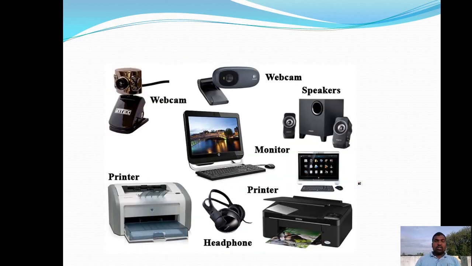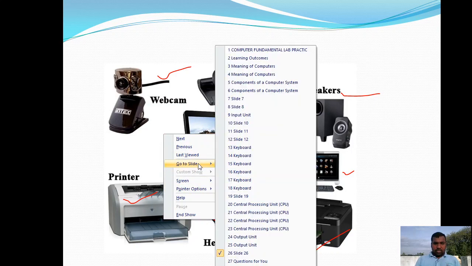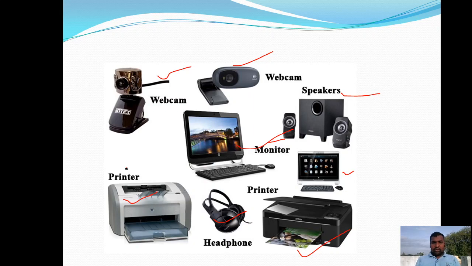So these are a few pictorial representations of output devices along with their labels. These are the webcams. This is a webcam and this is also another type of webcam, and these are the speakers and this is the monitor, right? So this is also a monitor, and this is a printer and these are the headphones and these are the printers. So this is about output devices.